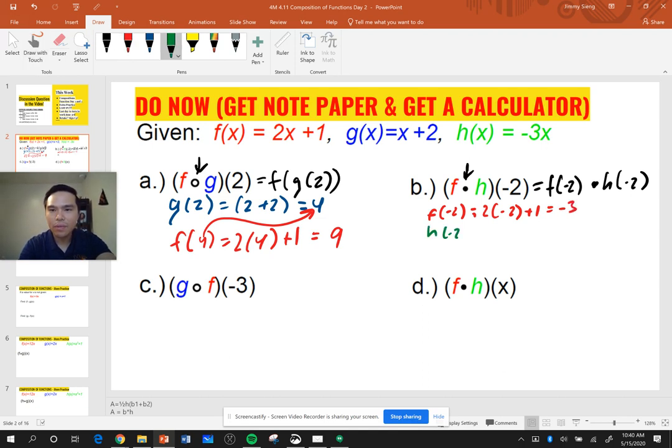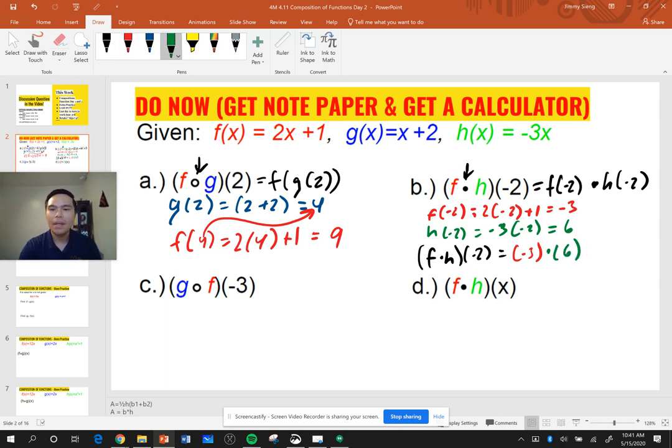H of negative 2 is going to give you 6. So really my answer is going to be f dot h of negative 2 is equal to negative 3 times 6. All right, which we know the answer to be negative 18. Okay, let's keep on that momentum, right?